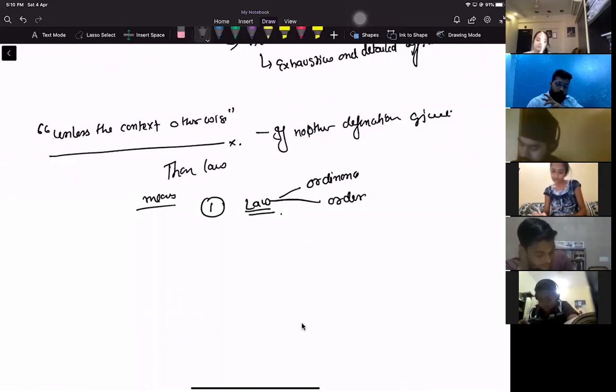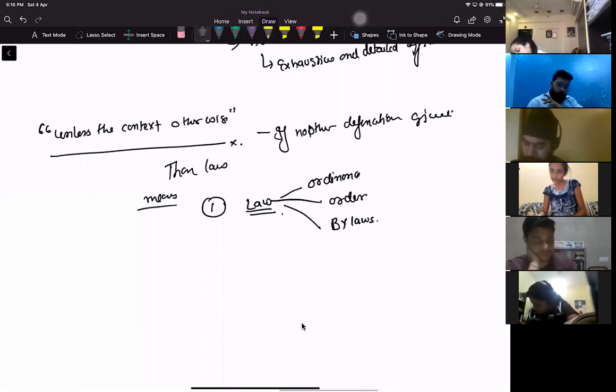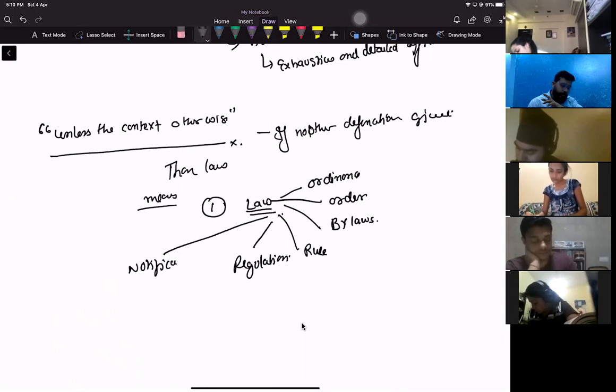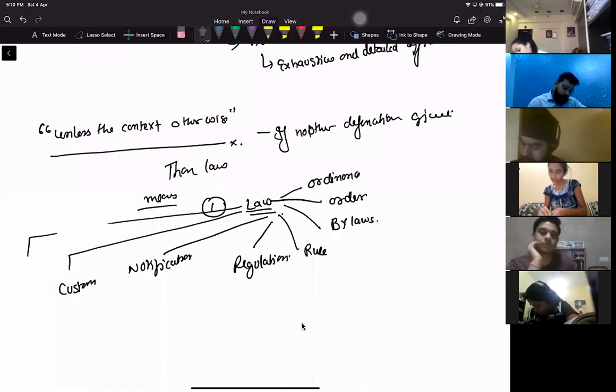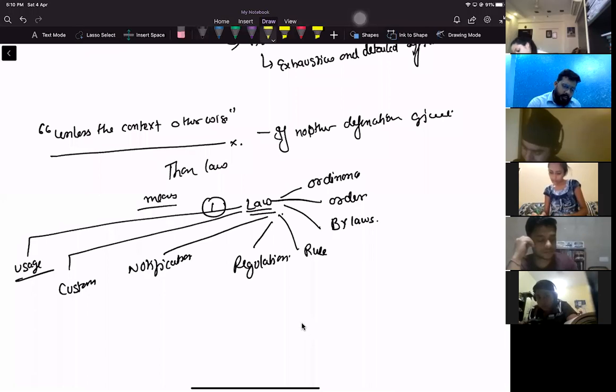Order, bylaws, rule, regulations, notification, custom, or usage. The clause 1(3), clause A, says law includes. This is an inclusive definition. This is a very inclusive definition. Open-ended definition. This is an open definition. It includes many other things.